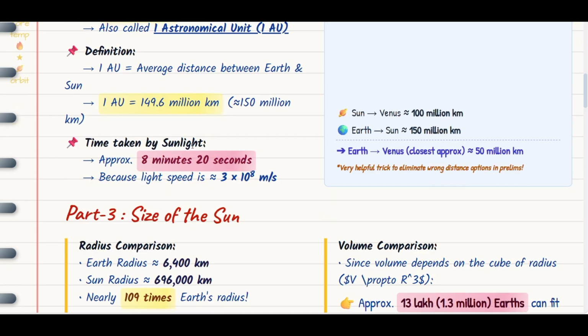The time taken by sunlight from the sun to fall on the earth is 8 minutes 20 seconds. Wow, this is a huge time, yeah? It is because the light speed is 3 into 10 power 8 meters per second.